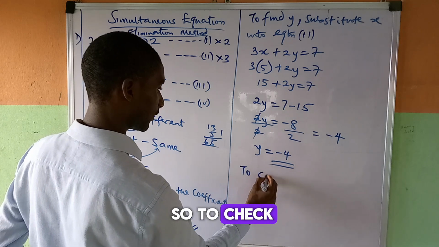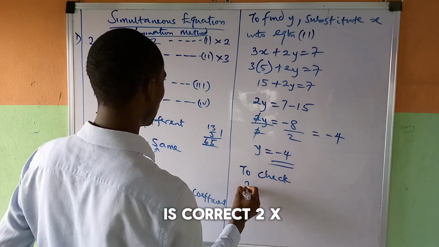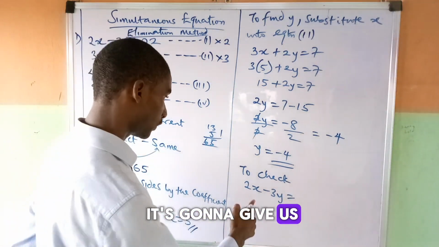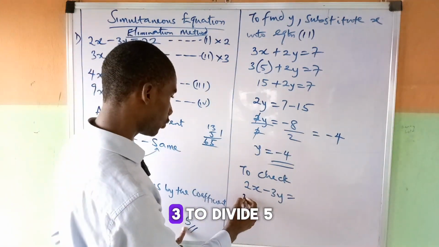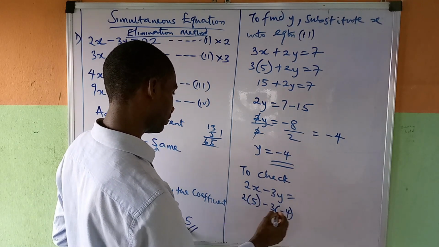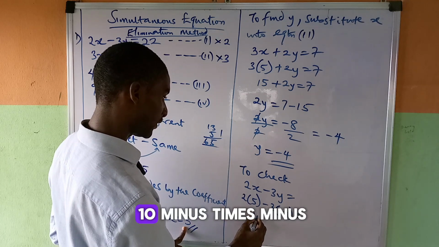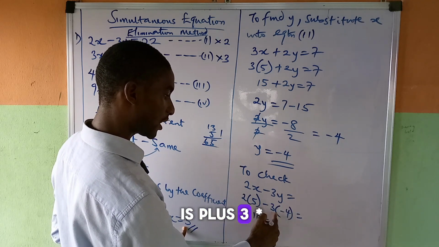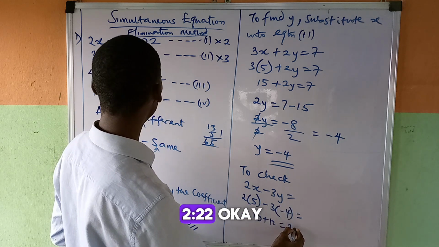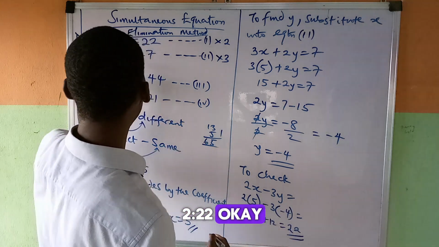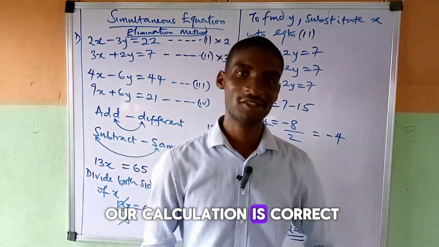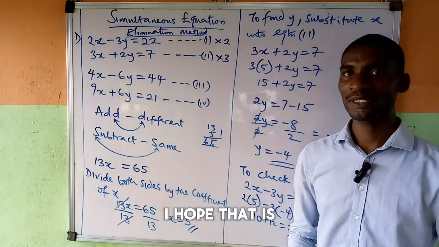So to check if our answer is correct, 2x minus 3y equal to, let us see what it's going to give us. What is our x? Our x is 5. So 2 into bracket 5 minus 3 into bracket minus 4. What will it give us? 2 times 5 is 10. Minus times minus is plus. 3 times 4 is 12. So you have 10 plus 12 is 22. Can you see we have 22 here? So that means our calculation is correct. I hope that is clear.